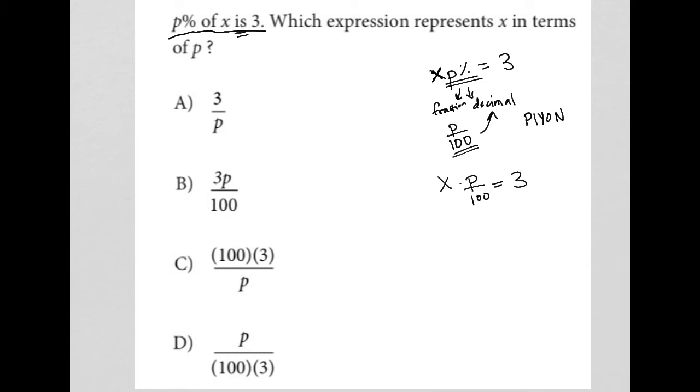The rest of the question says, which expression represents x in terms of p? And all that means is I want to isolate x. So this is actually the best way to go, right? I'm not going to use plug in my own number here, although technically I could. So I just want to get x alone. I want to isolate x. So how do I do that? I want to multiply both the left and right side by the reciprocal of this p over 100, right?